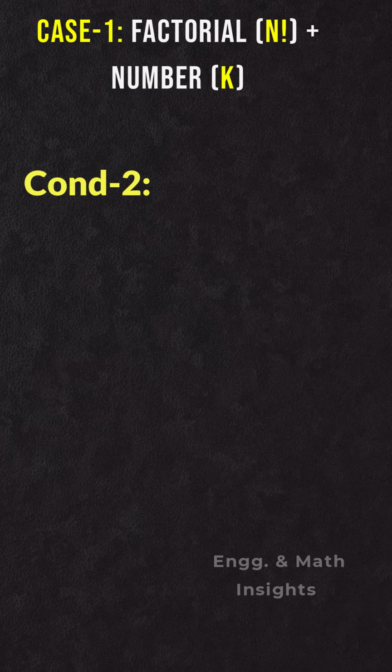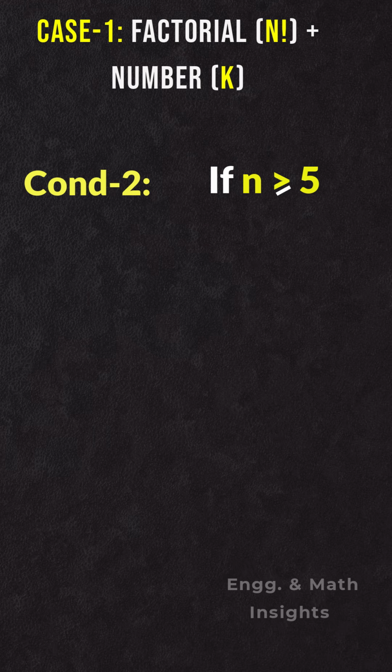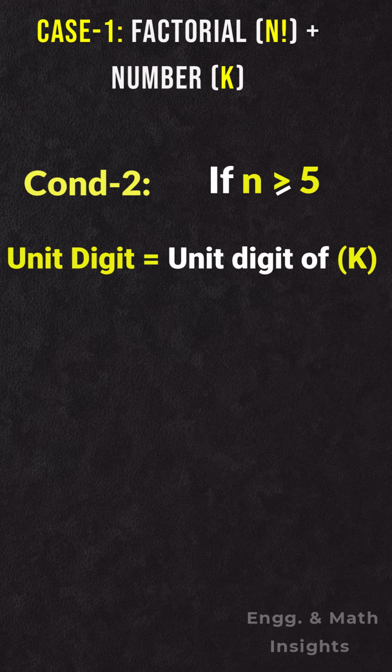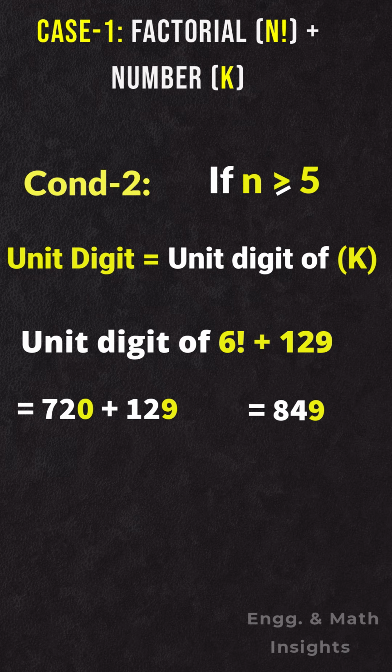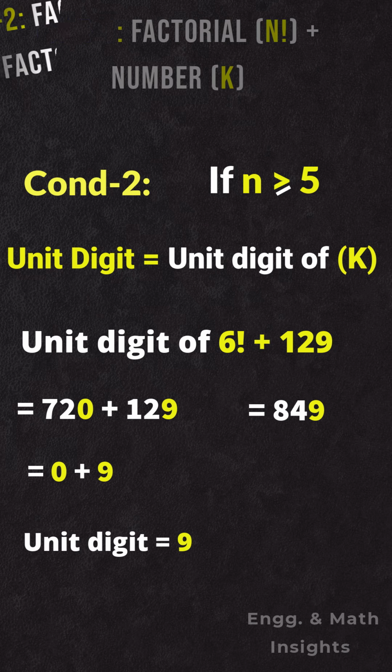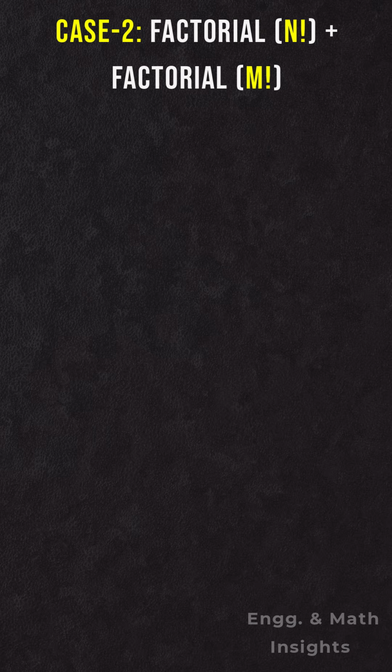The second condition, if n is greater than or equal to 5, then the n factorial always ends with 0. So when we add it to k, the unit digit will simply be the unit digit of the number k. For example, let's find the unit digit of 6 factorial plus 129. Now the 6 factorial is 720, adding it with 129 gives us 849, and the unit digit of 849 is 9.